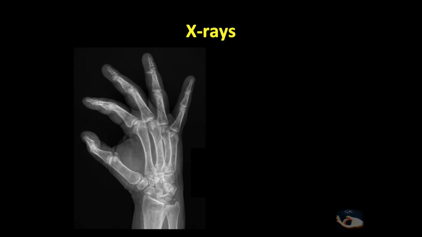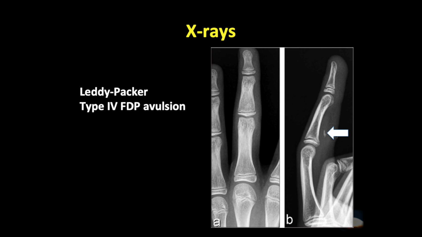In the case of the jersey finger, there is an FDP avulsion, and the position of the bone fragment, if it has been avulsed along with the tendon, will give us an idea about the position of the tendon. The fracture fragment at the level of the DIP joint shows the Leddy-Packer type 3 FDP avulsion, and the small fracture fragment that can be seen at the level of the middle phalanx denotes the type 4 FDP avulsion.